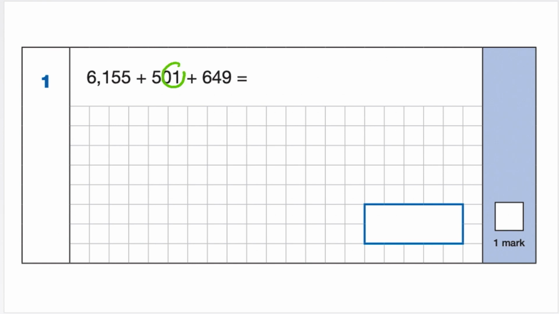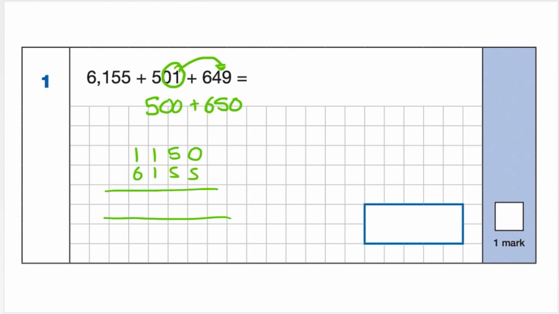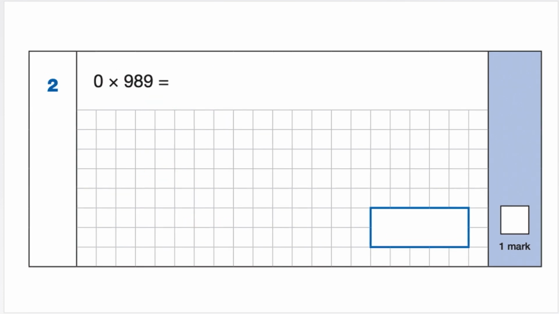So if I use the 1 from here and add it over to my 649, I effectively have 500 plus 650. 500 and 650 is obviously 1150, which is much easier to then add on to my 6155, and now I can do my column addition a lot easier. So my tens column would be 5 add 5, which is 10, my hundreds would be 1, 2 and 3, and in my thousands I've got a 1 and a 6 equals 7. So my answer for question 1, 7,305.